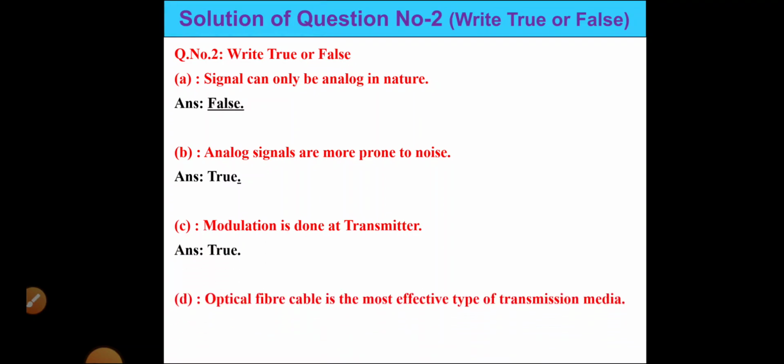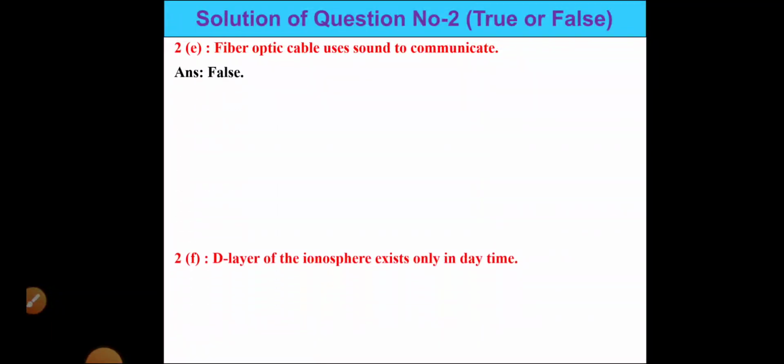Optical fiber cable is the most effective type of transmission media. Yes, the optical fiber cable is the most effective type of transmission media. This statement is true. Next, fiber optic cable uses sound to communicate. No, fiber optics uses light to communicate the information. So this statement is false.